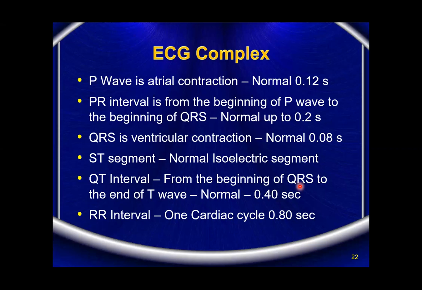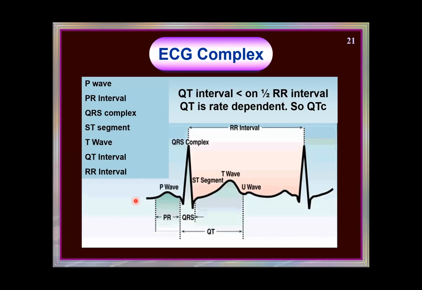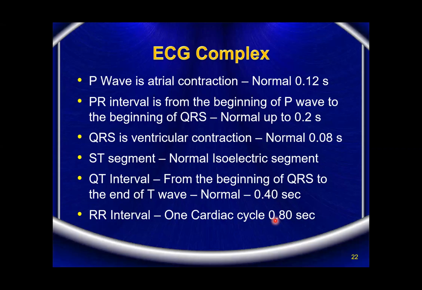The PR interval is from the beginning of the P wave to the beginning of the QRS complex, and the upper limit of that is 0.2 seconds. QRS is ventricular contraction. Normally it is 2 small squares, that is 0.08. So it is a very crisp, brisk contraction, 0.08 seconds. If it is more than 0.12, we say the QRS interval is prolonged, or widened.